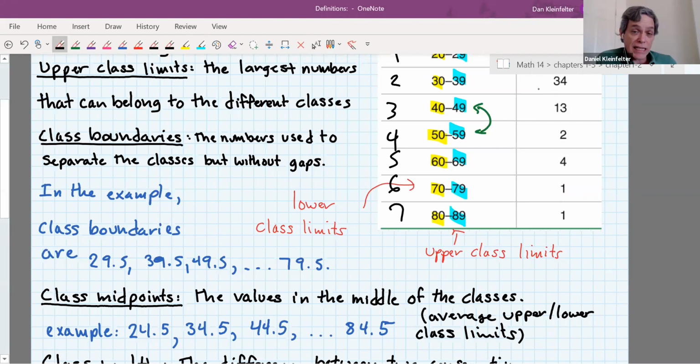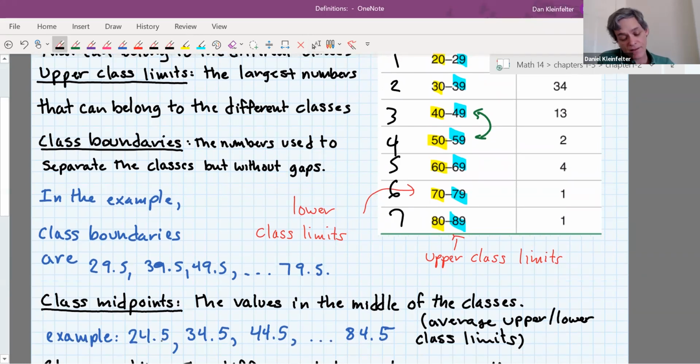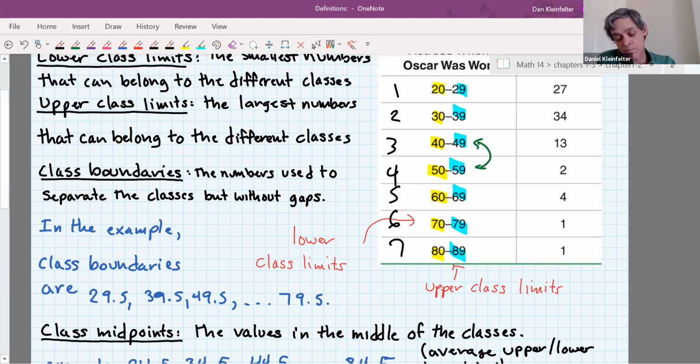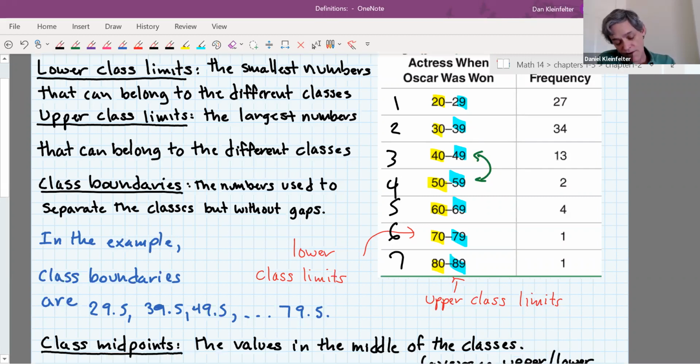All right, so those are the class boundaries. The class midpoints, as the name implies, are the values in the middle of the classes. So here, for example, halfway between 20 and 29 would be 24.5. And then for the next class, 34.5, 44.5, and so on. To find the class midpoints, you take the average of the upper and lower class limits. So here, 30 plus 39 is 69, and then 69 divided by 2 is going to be 34.5.